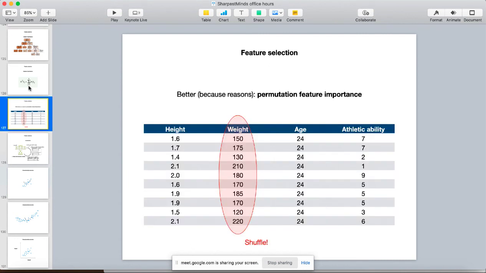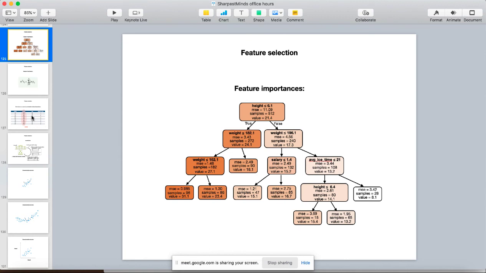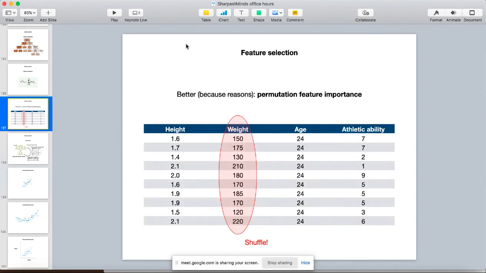So what if there was a way that we could do this in a model agnostic way? What I mean by that is, what if we could come up with a metric that was philosophically consistent across, like you use the same technique to do feature selection for a logistic regression as for a decision tree. And there is such an approach, and it's called permutation feature importance. And I just want to sketch it out here really quickly.